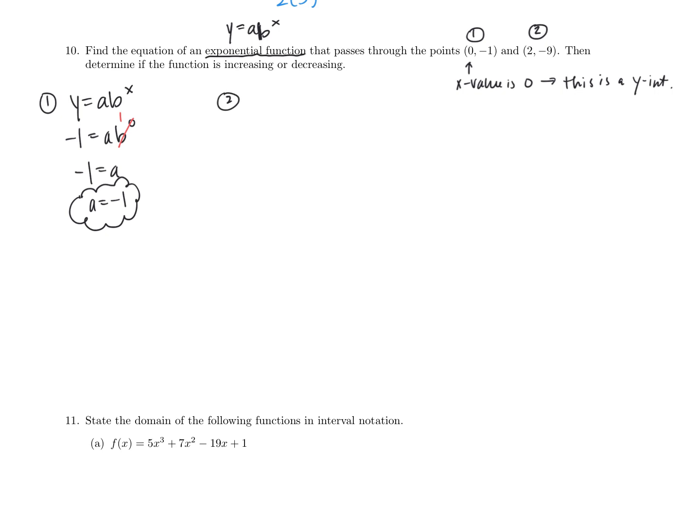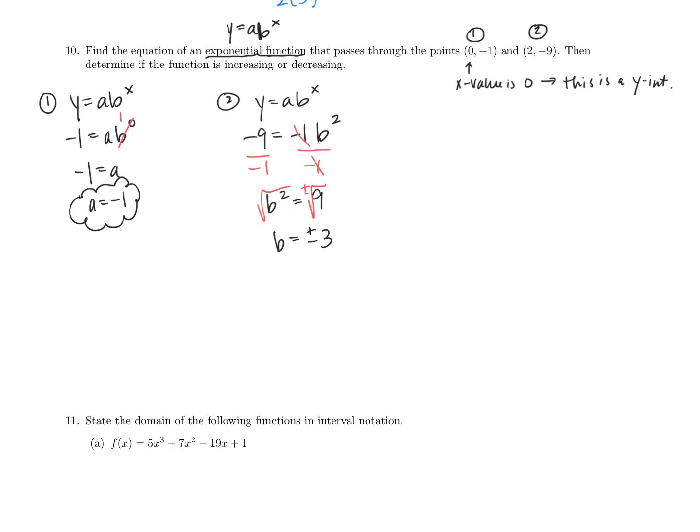So our second point, let's write our general form here. So y is negative 9, a is negative 1, b we don't know, and x is 2. So to get the b by itself, we want to divide by negative 1. So we will have b squared is equal to positive 9. Square root both sides, plus or minus. So b is equal to plus or minus 3.